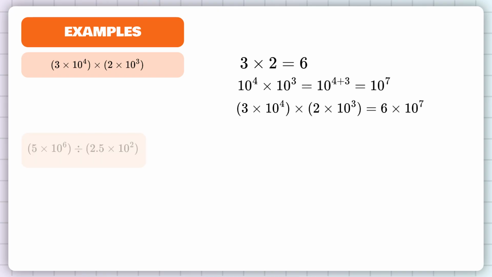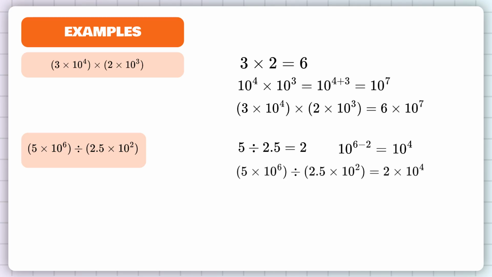Next, let's divide 5 times 10 to the power of 6 by 2.5 times 10 to the power of 2. First, we divide the significant figures. 5 divided by 2.5 equals 2. Then, subtract the powers of 10. 10 to the power of 6 minus 2 is 10 to the power of 4. So, our answer is 2 times 10 to the power of 4.